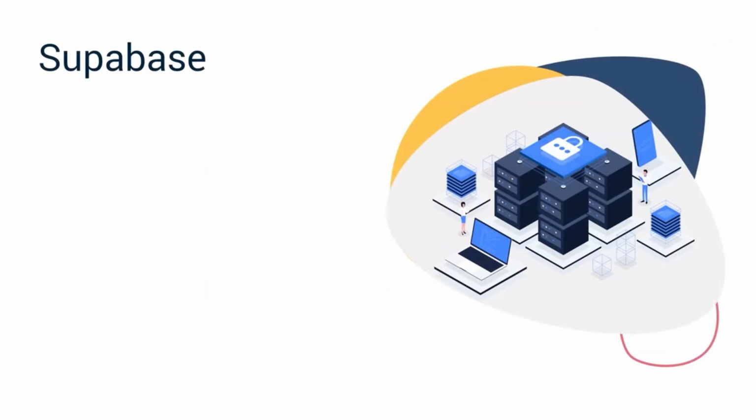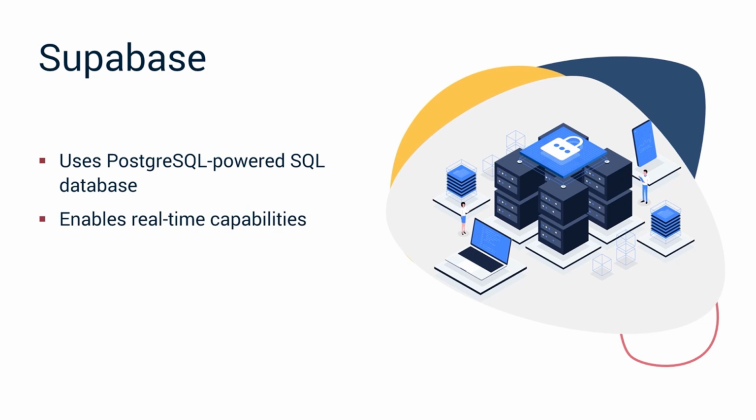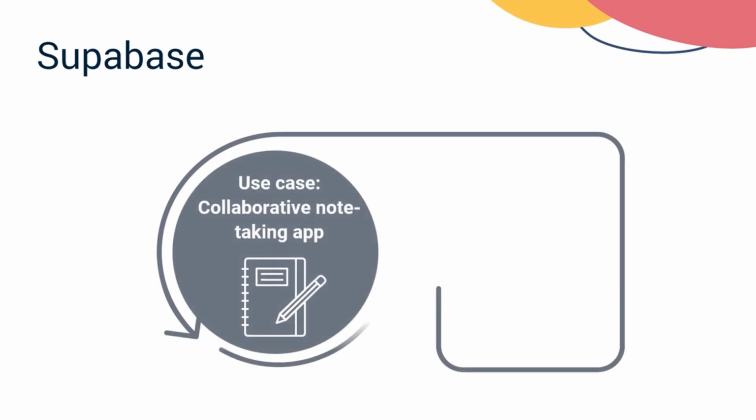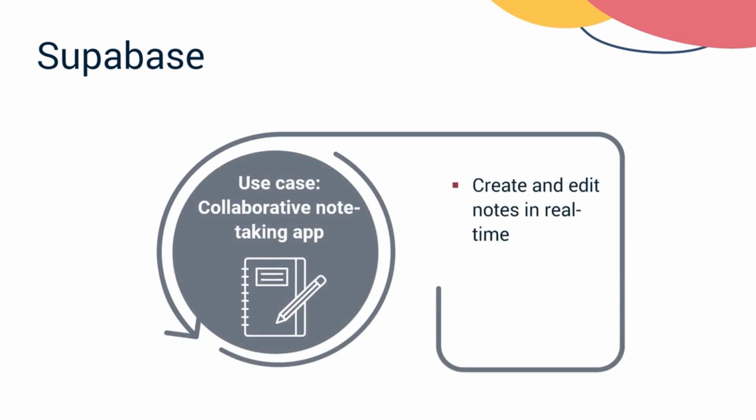Supabase is an open-source alternative to Firebase, providing a SQL database powered by PostgreSQL with real-time capabilities and built-in authentication features. It's ideal for collaborative applications requiring data integrity and real-time updates. In a collaborative note-taking app, Supabase allows users to create and edit notes in real time while managing user permissions efficiently.